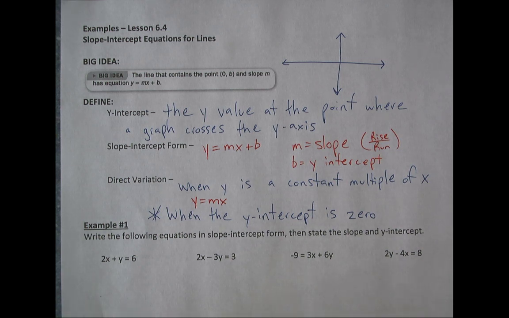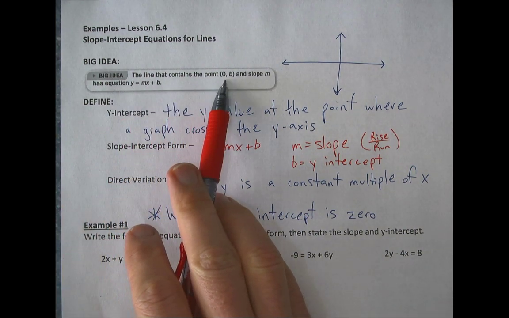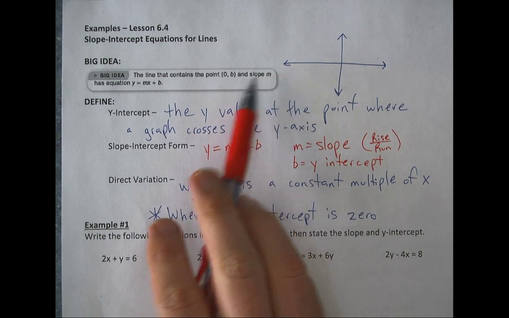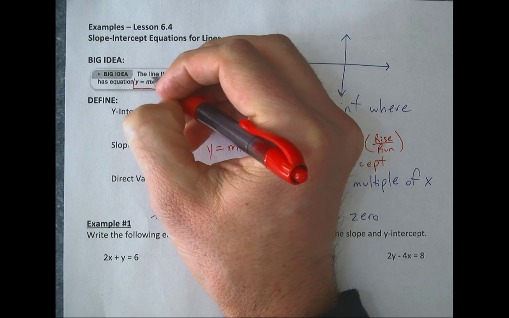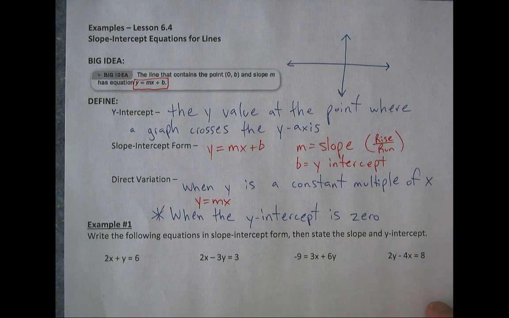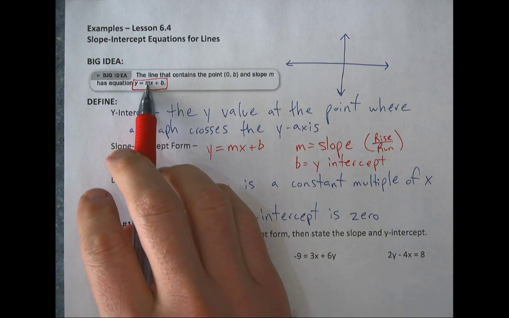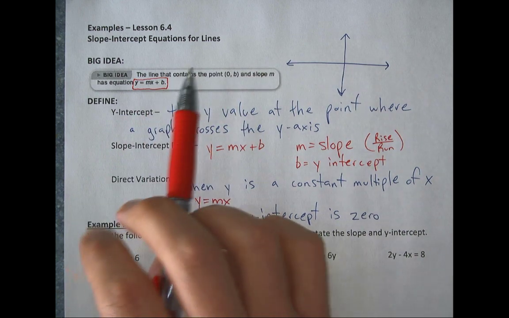All right, so today we're discussing lesson 6.4. I'm going to talk about the slope-intercept equation for a line. And so we've actually already been using this equation. If you look at the big idea, the line that contains the point (0, b), we'll get back to that in a second, and slope m, we already know what slope is, has this special equation y equals mx plus b. So that's obviously familiar because we were using this equation to find slope. And so now we're going to take it one step further and use it to find the y-intercept.